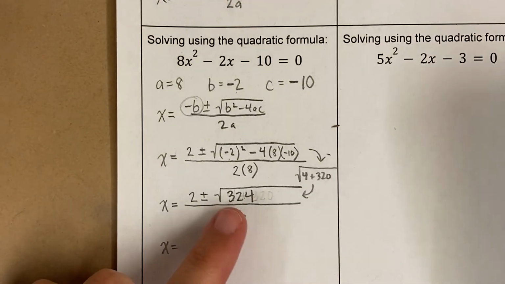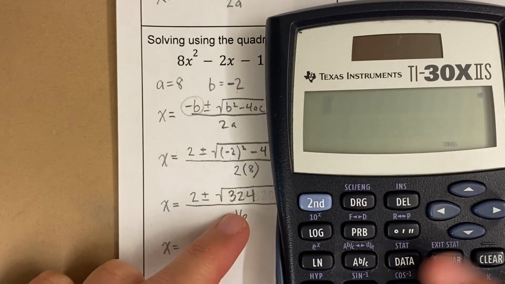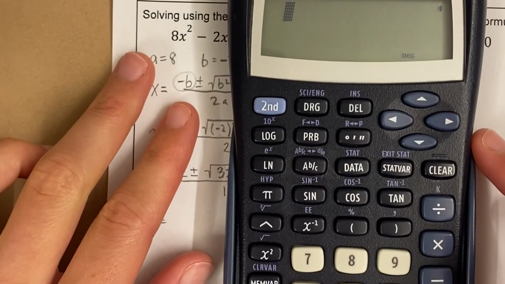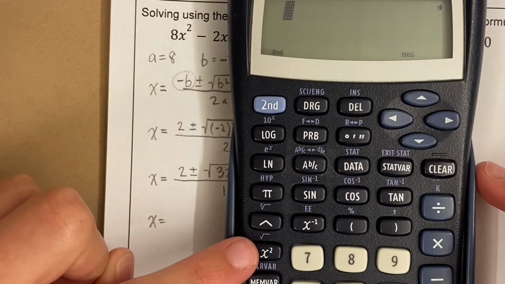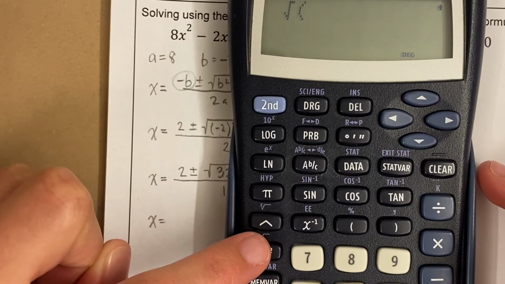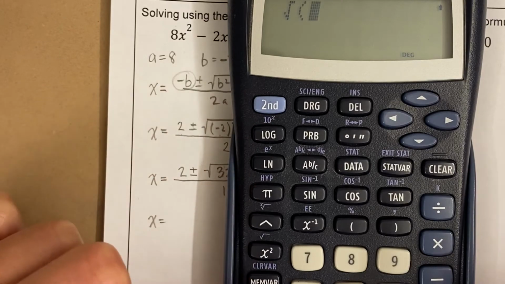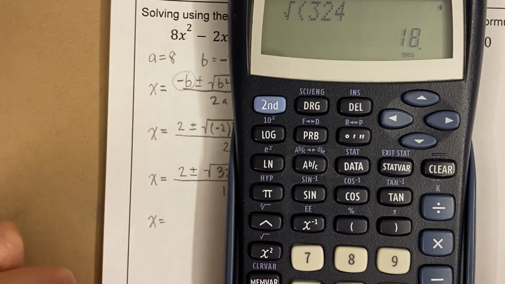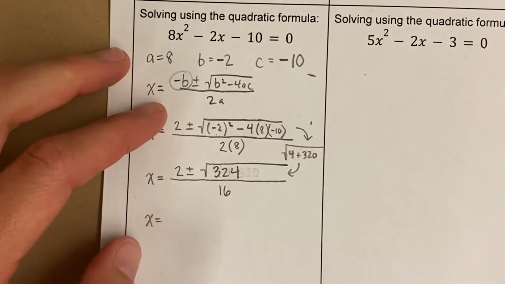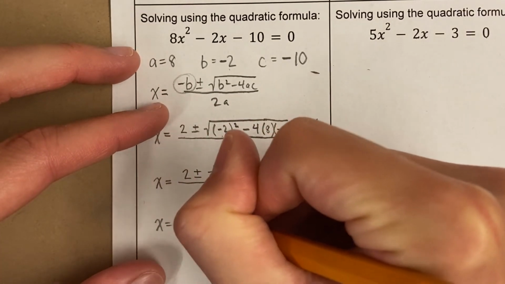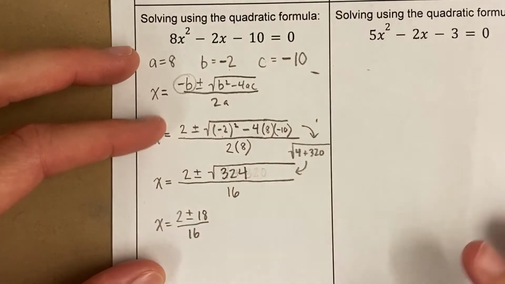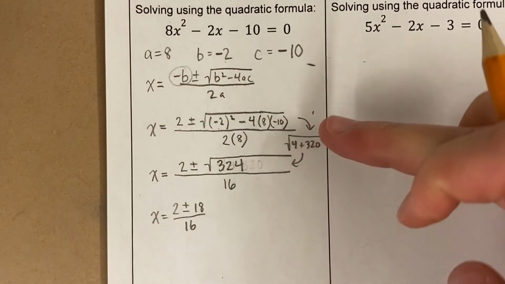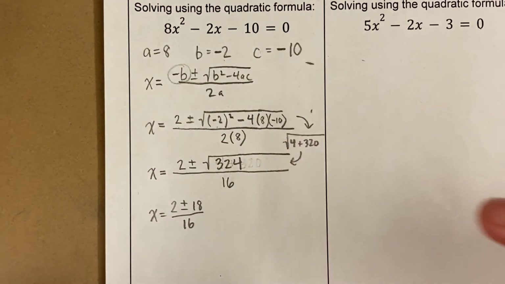So the first thing we need to do is simplify the square root of 324. So watch what I'm doing. Second, then this button, this x squared button is going to be that square root button. So second, then this, 324. And the square root of 324 is 18. So this is 2 plus or minus 18 over 16. So you can see I've gone from pretty big to pretty small.